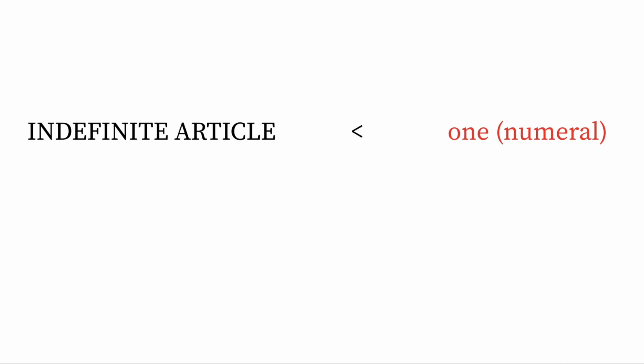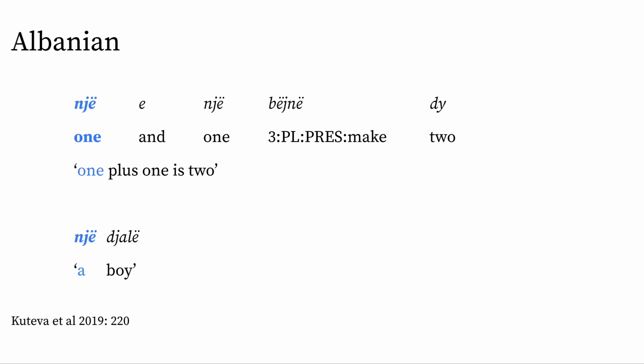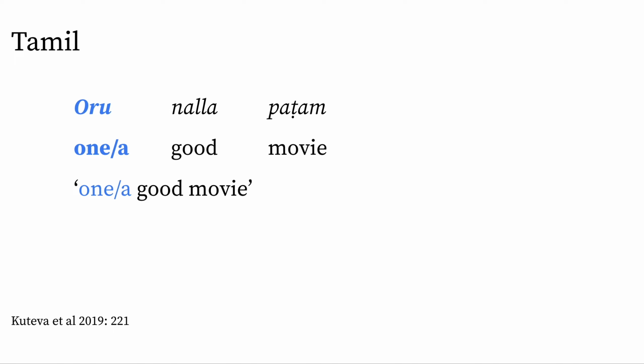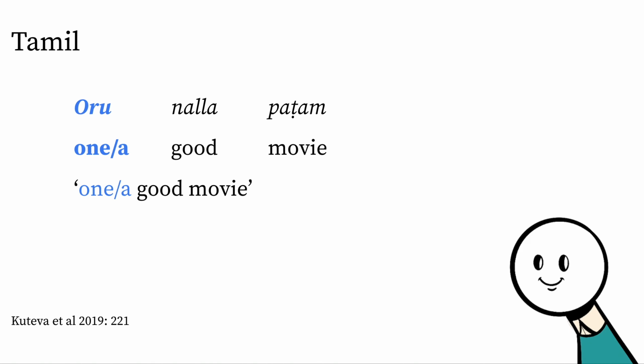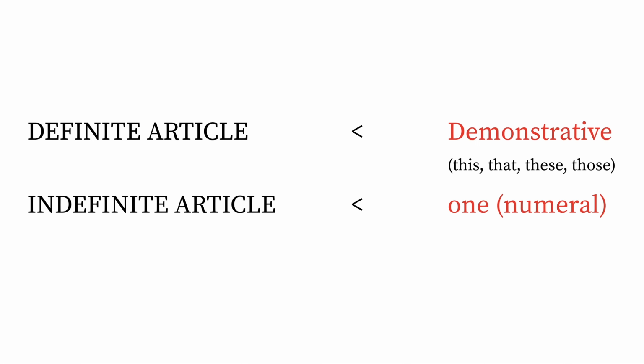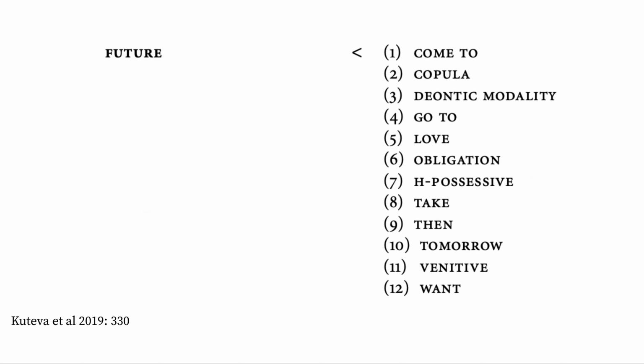Indefinite articles, however, almost always come from the number 1. The process is very visible in Albanian. The numeral and article are phonetically identical, but serve somewhat different purposes. And in Tamil, the number 1 is used as a pre-grammaticalized article of sorts. See, it's pretty straightforward. Definite articles come from demonstratives, and indefinite articles come from the number 1, which is pretty predictable as far as grammaticalization goes.